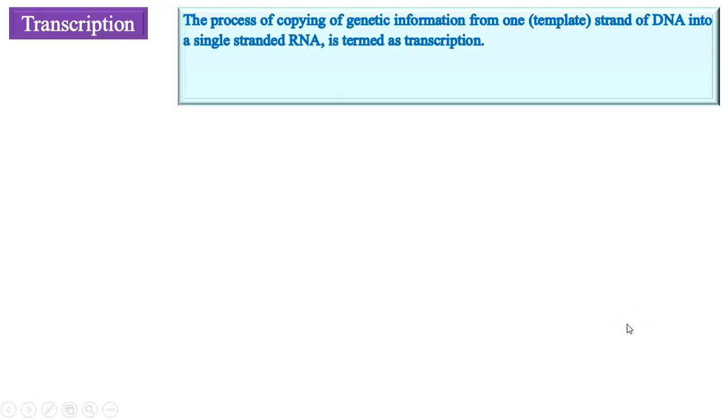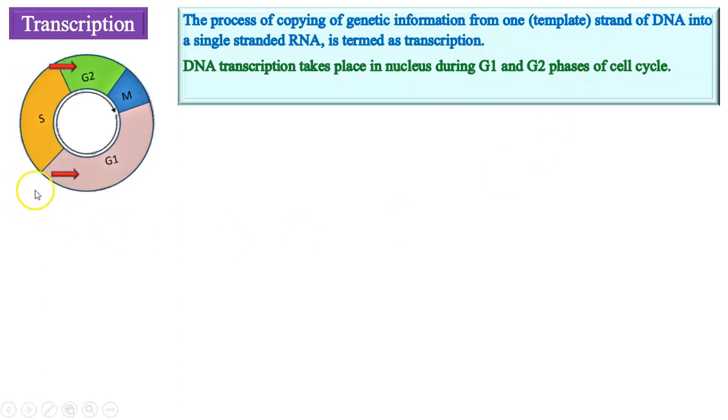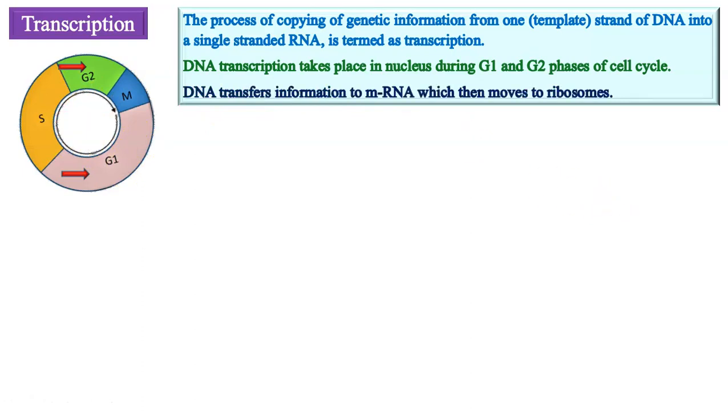The process of transcription is to copy genetic information from DNA to RNA. So information is taken from one of the strands of DNA. That strand is called the template strand. And the entire process of copying this information is called transcription. This transcription process occurs in the G1 and G2 phases of the cell cycle. Once the transcription takes place, the messenger RNA gets formed. Then this information goes to the ribosome in the cytoplasm.